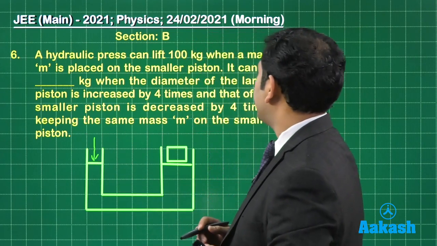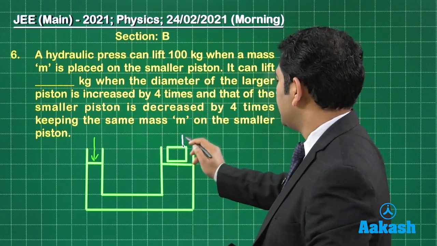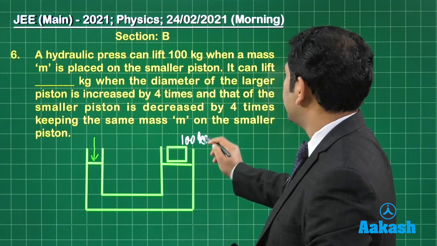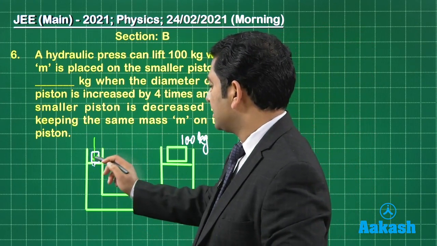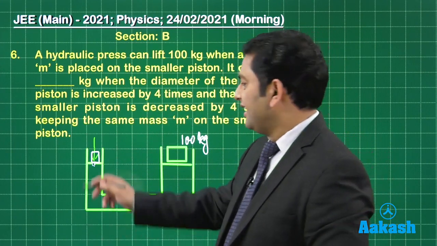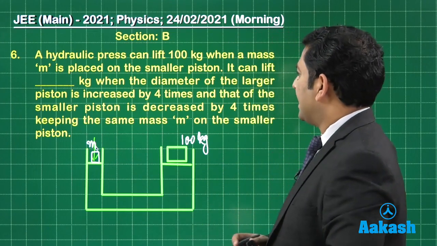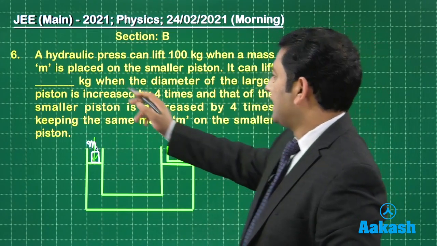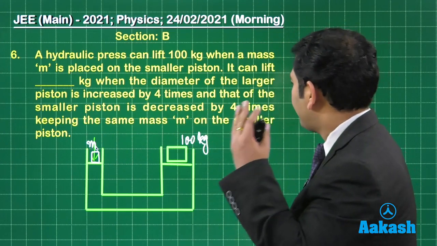Now it says that the hydraulic press can lift 100 kg initially, when a mass m is applied. The lifting here is also done with the help of mass, not by the force which is applied, and this is m. Now it can lift dash kg when the diameter of the larger is increased by 4 times.